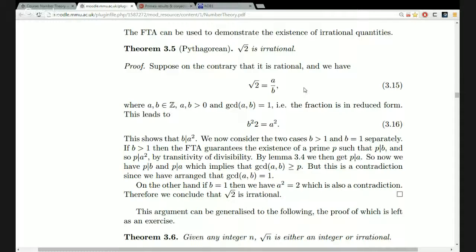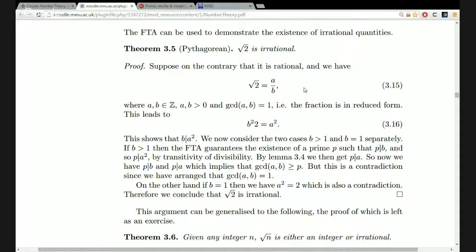But now we're looking at a prime number p which divides b and divides a. Well, that contradicts the fact that we claimed up here that a and b were co-prime. We seem to have arrived at a number p that divides both of them, which would say that the greatest common divisor is at least p. So that contradicts the fact. So if b is bigger than 1, if this number in the denominator is bigger than 1, then we get a contradiction straight away. So that can't happen.